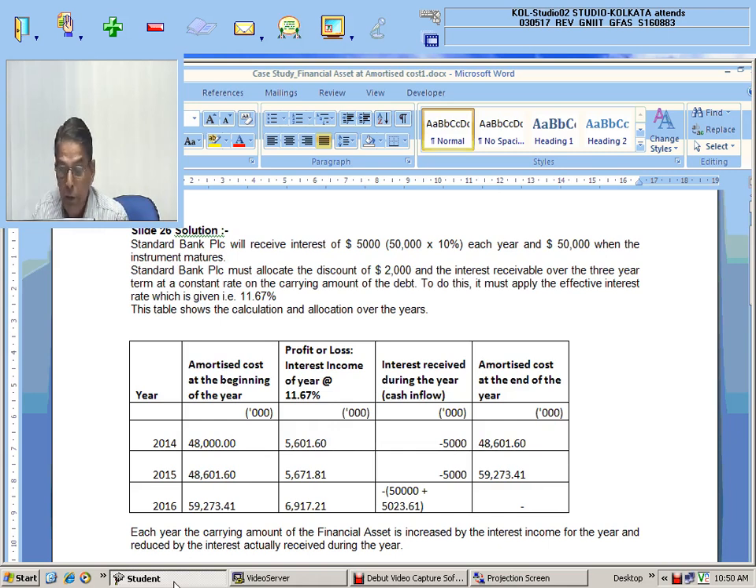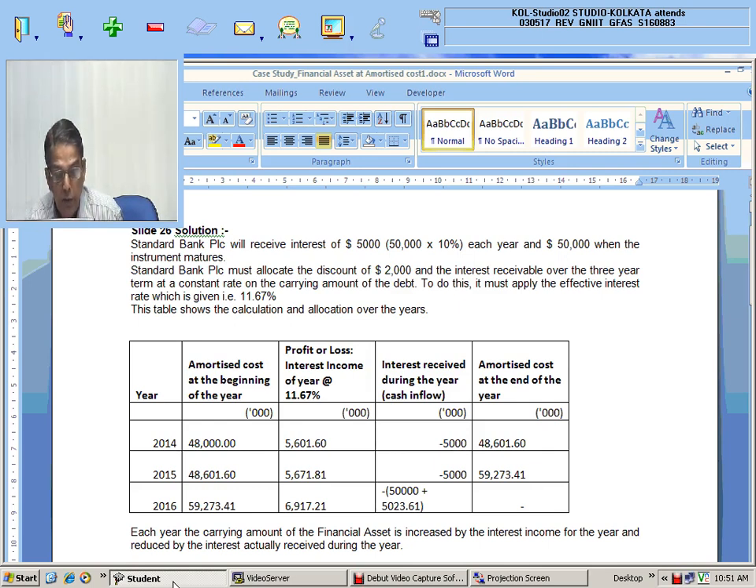I think Shivam, we are calculating on 59,000, not 54,000. It should be calculated on 54,273.41 because that number is wrong. The correct number is 54,273.41, which is the amortized cost at the beginning of the year 2016. So apply 11.67% on that. So it comes to 6,333.70. So 54,273.41 plus 6,333.70. It will give you almost, there is some mistake here in the calculation, I am very sure.